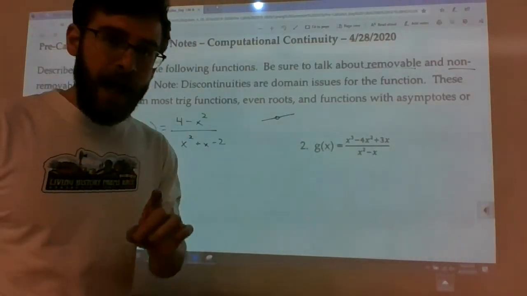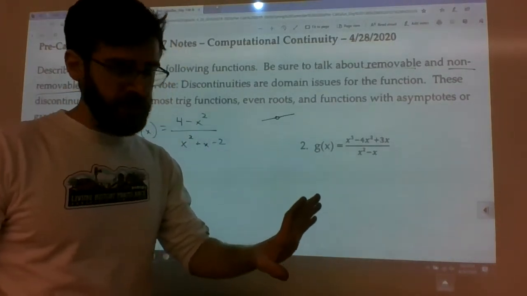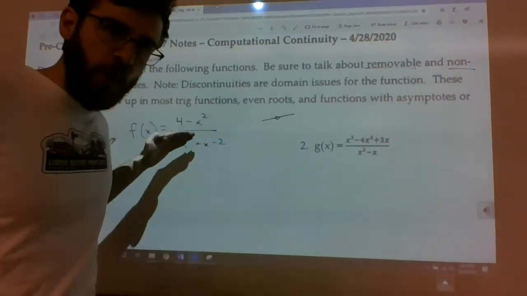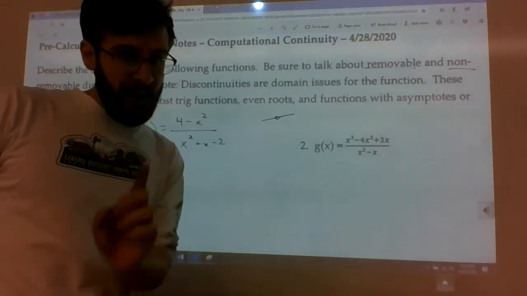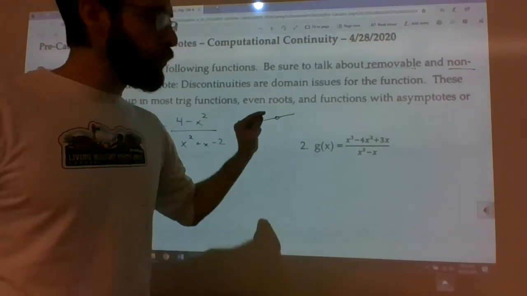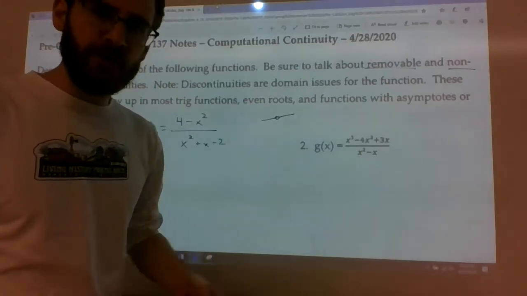So if you go back, when we actually graphed rational functions that had holes in their graphs, you factor the top and the bottom, and you saw what factors canceled. The factors that cancel, those are holes in the graph. Those are removable discontinuities. So let's get to it.